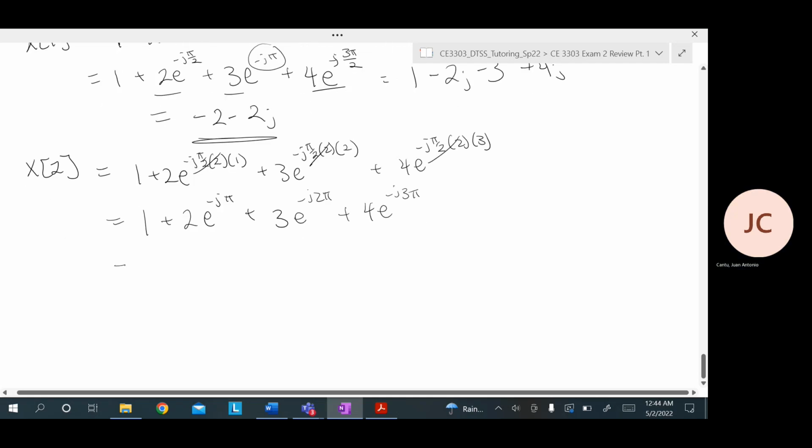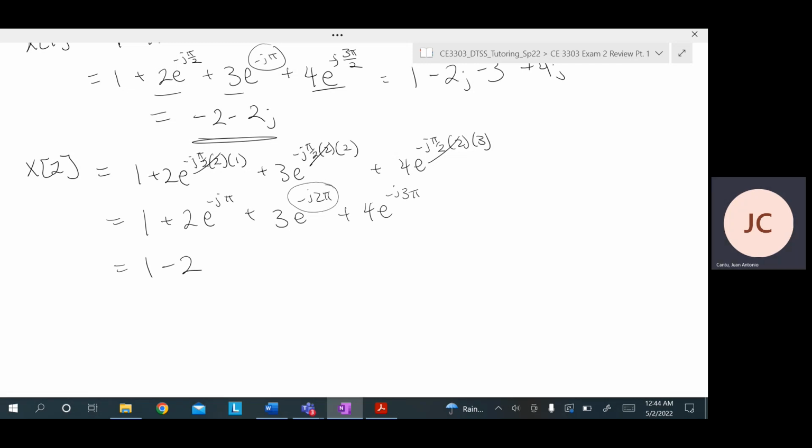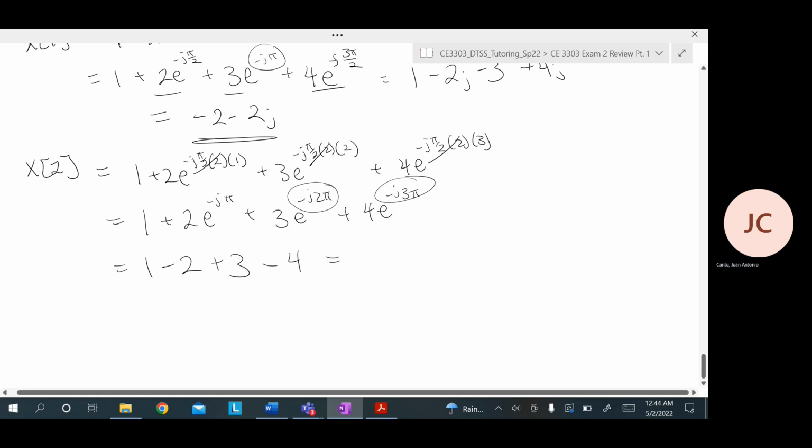So let's look at this. We get 1, then we got pi, so we get negative 2, right? Then we look over here, we've got minus 2 pi. Minus 2 pi is the same thing as 2 pi, and 2 pi is the same thing as 0. So e to the 0th is just 1, so we get plus 3. And then we look here, minus 3 pi. Minus 3 pi is the same thing as minus pi. So we'll get a negative 1, so we get minus 4. So this will equate now to 4 minus 6, which will get us negative 2.